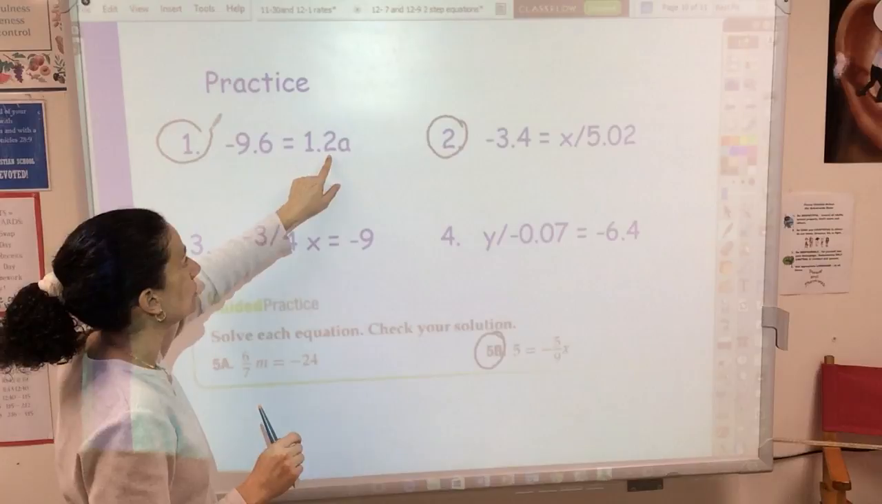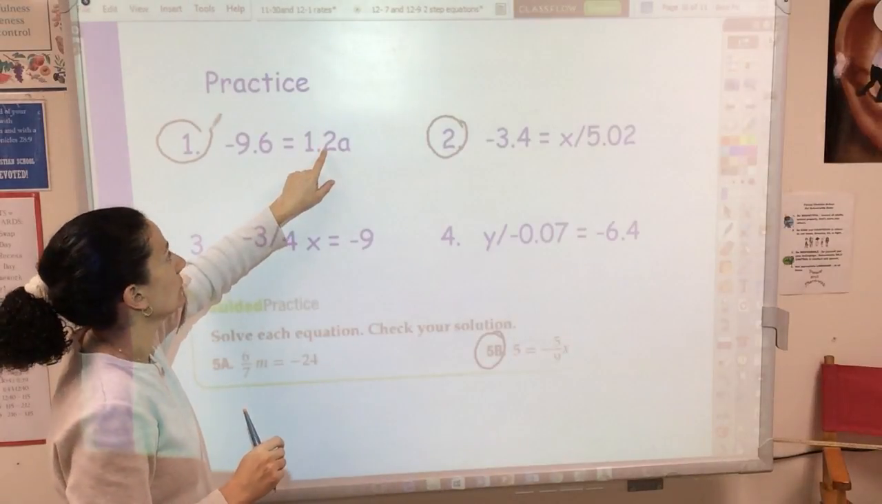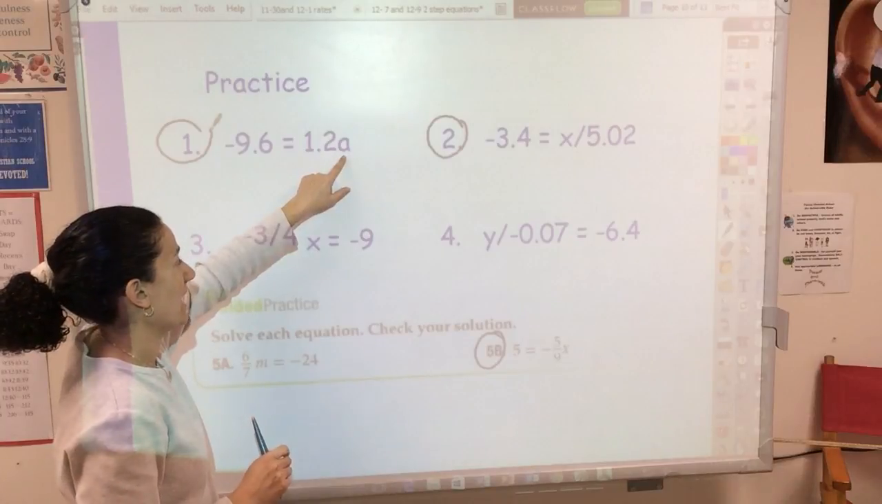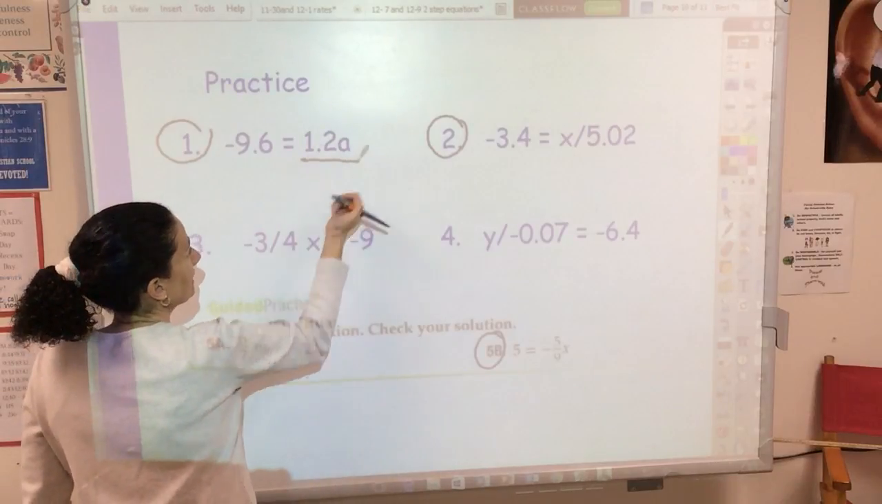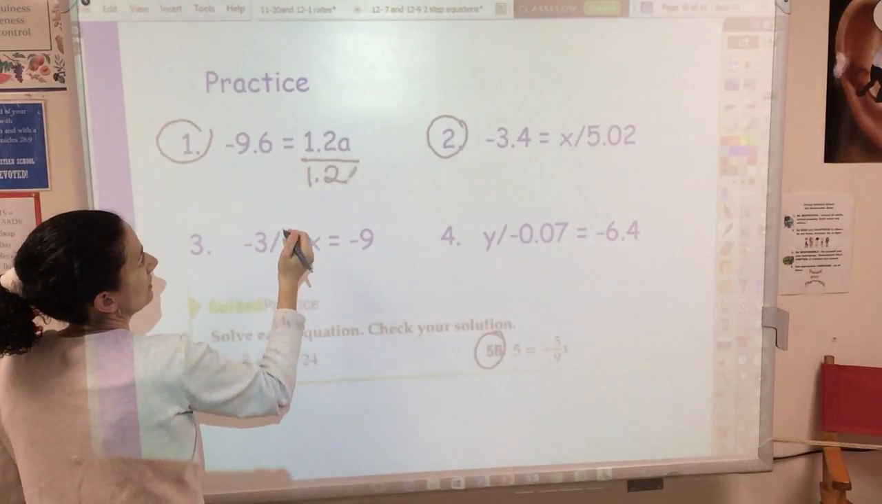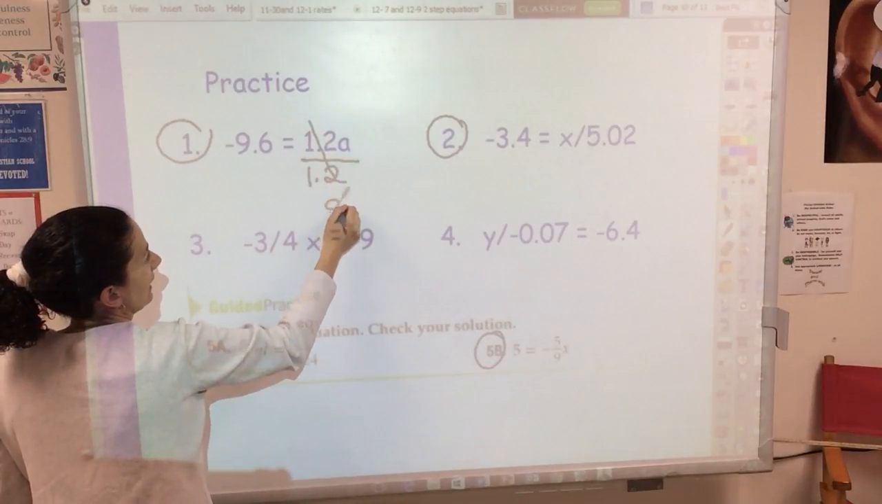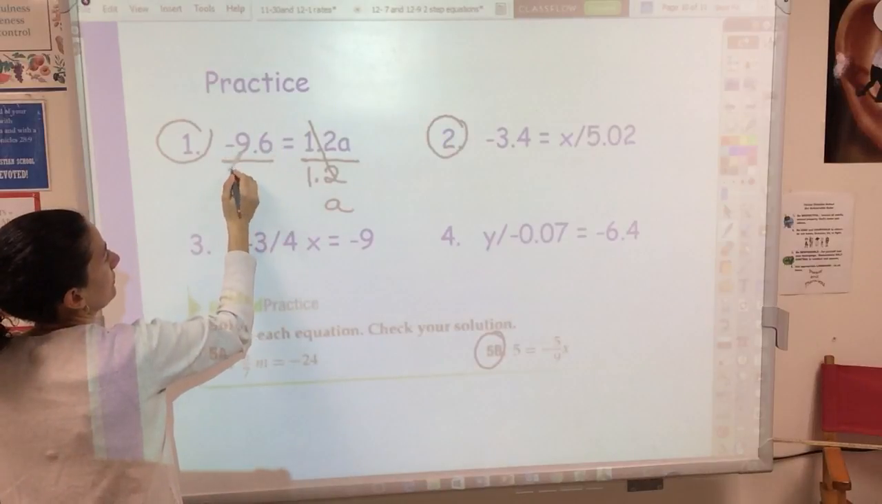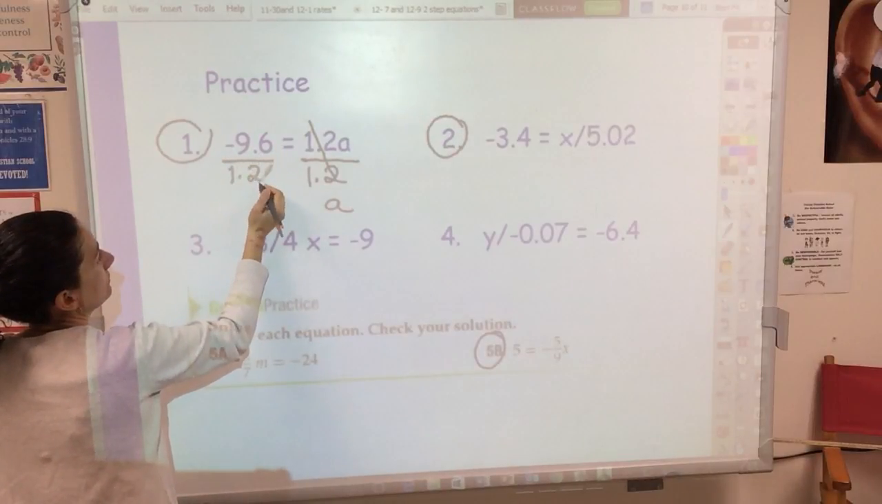We still have to move the 1.2. We're going to move the number with the variable. It's being multiplied by a, so we're going to do the opposite and divide by 1.2. That will cancel it out. A is alone. Whatever we do to one side, we have to do to the other. So I'm going to divide this by 1.2.